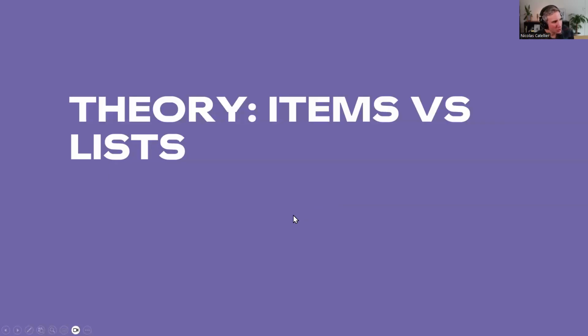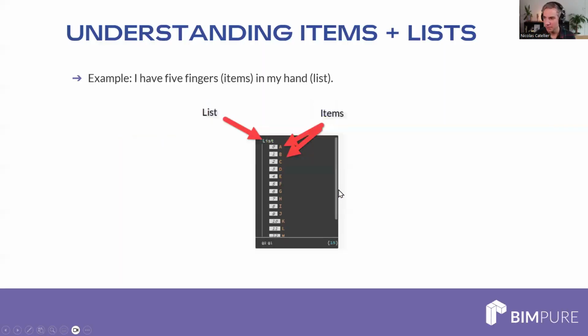Okay, now we're going to explore a bit of theory, right? You can see that's the way I like to teach. I want to do practical stuff and then explain some theory behind it. But it's very important that you understand what is an item and what is a list. The list, in this case, includes every single element. The best comparison that I've heard is you have a hand. My hand is the list, and each finger is an item, right?